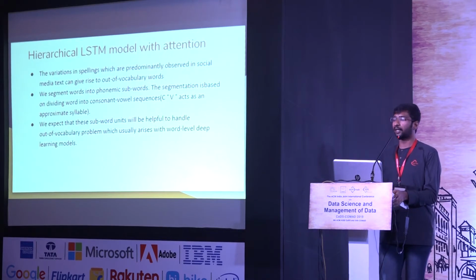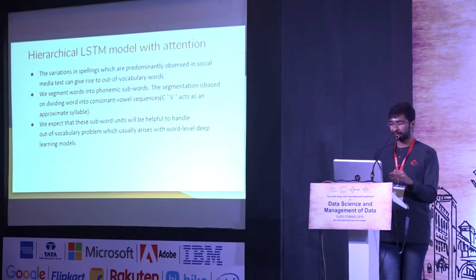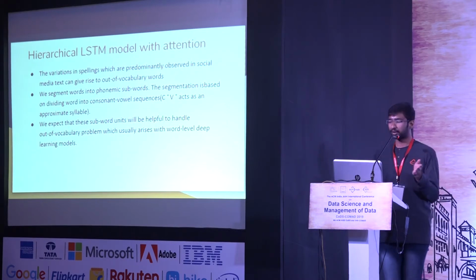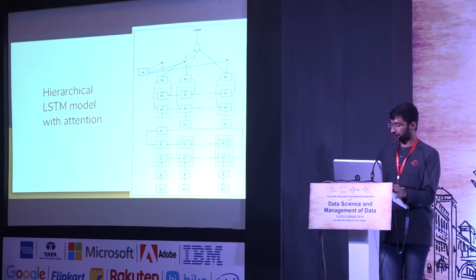Next, we also wanted to explore a hierarchical LSTM model. In the previous model, we allowed the neural network to learn the subword level representation. Here, we restrict our model by saying that a regex, C plus V plus, will be an approximate syllable cutting for a word. So we segment the words into C plus V plus units, which we call approximate syllables, and we fed them into LSTMs to understand the contextual representations. So given these words, we segment them using C plus V plus as the approximate syllables, and then we fed them to a hierarchical LSTM model for classification.